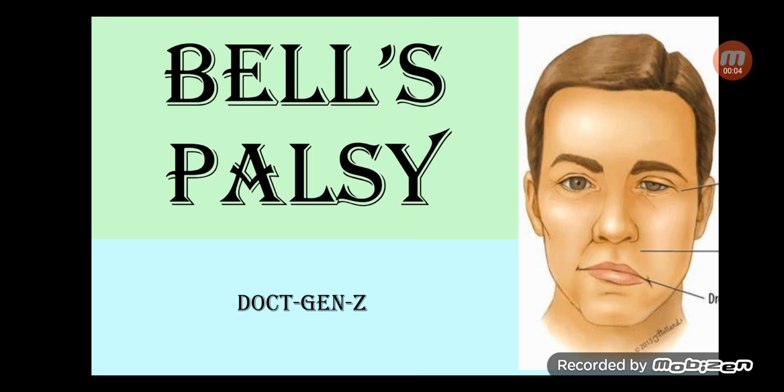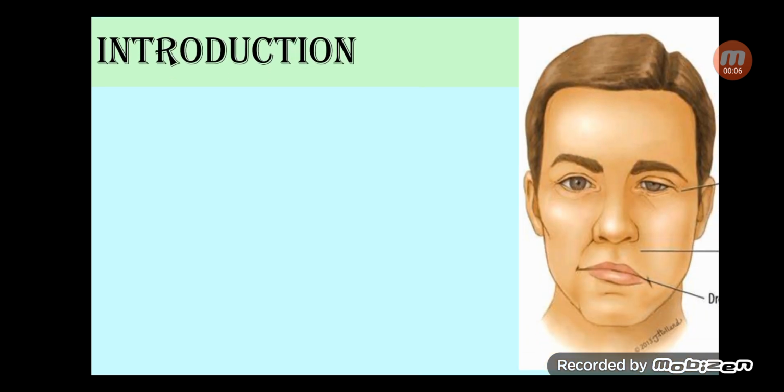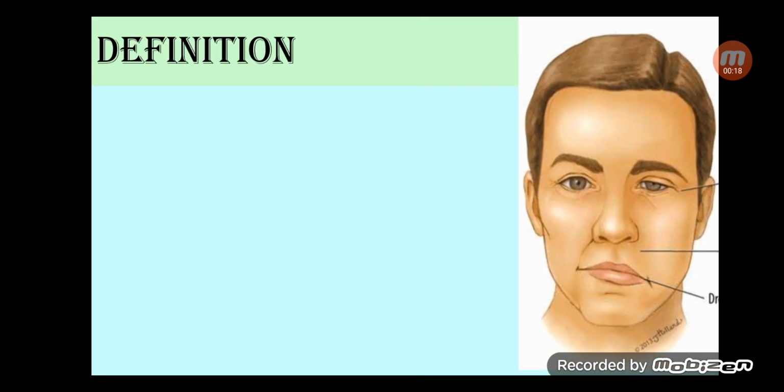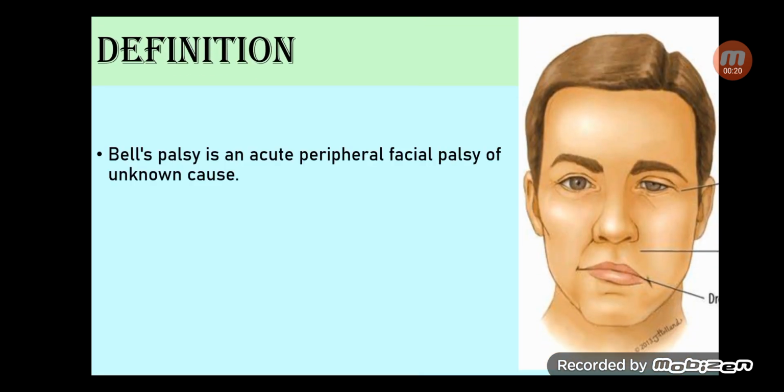Today we are going to talk about Bell's palsy. We will start our topic with the introduction. Bell's palsy is a neurological condition that causes sudden weakness or paralysis of facial muscles, typically on the side of the face. Now we will talk about the definition.